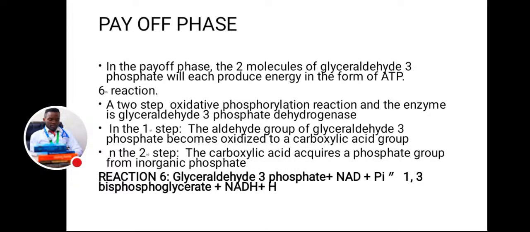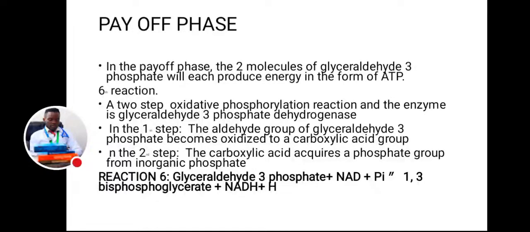In the 6th reaction, there are 2 steps of oxidation and phosphorylation, and the enzyme is glyceraldehyde 3-phosphate dehydrogenase. In the first step, the aldehyde group of glyceraldehyde 3-phosphate becomes oxidized to a carboxylic acid group. In the second step, the carboxylic acid receives a phosphate group in the form of an inorganic phosphate.